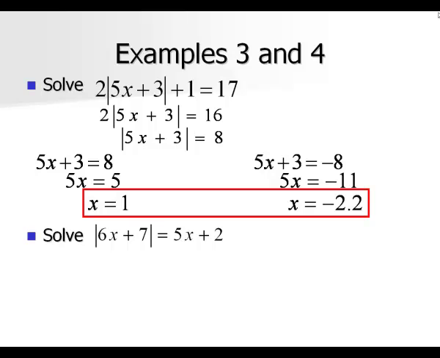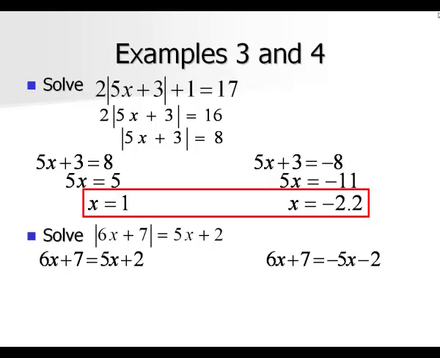In example 4, we're going to keep the 6x plus 7 equals 5x plus 2 the same in the first equation. In the second equation, keep 6x plus 7 the same, but change the sign of the 5x to a negative, and change the sign of the 2 to a negative. So it would be 6x plus 7 equals negative 5x minus 2.